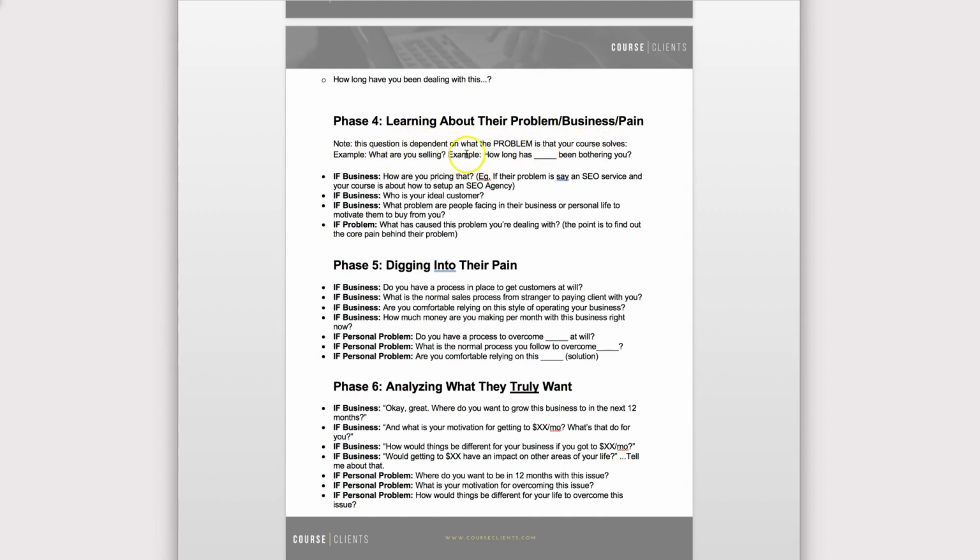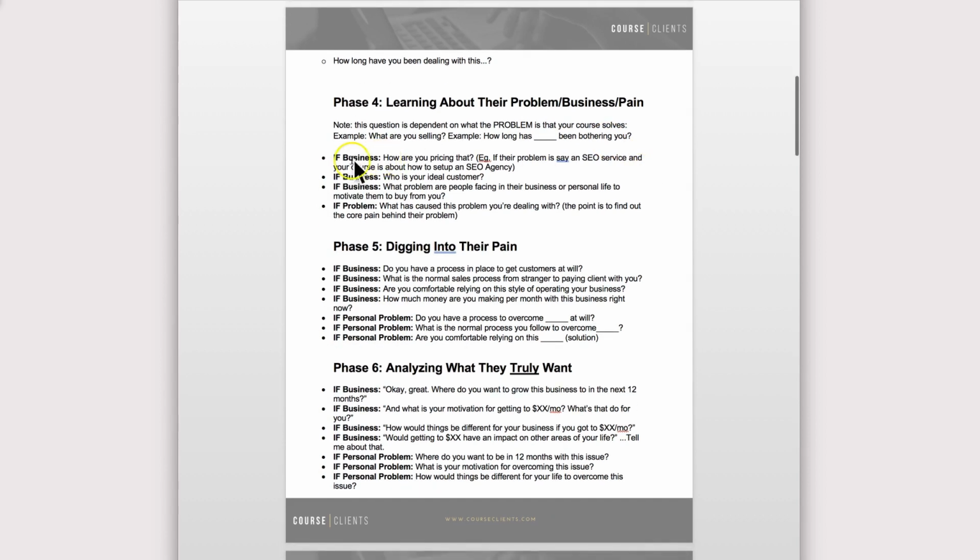So what are you selling? For example, how long has this breakup been bothering you? How long has not being able to find your dream mate been bothering you? How long has not being able to get better scores in your standardized test been bothering you? Right? So if it's a business, how are you pricing that?